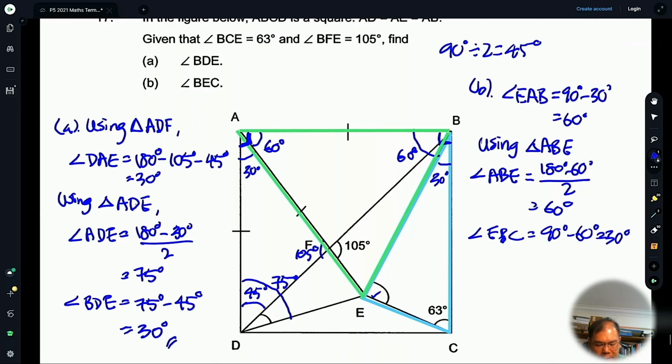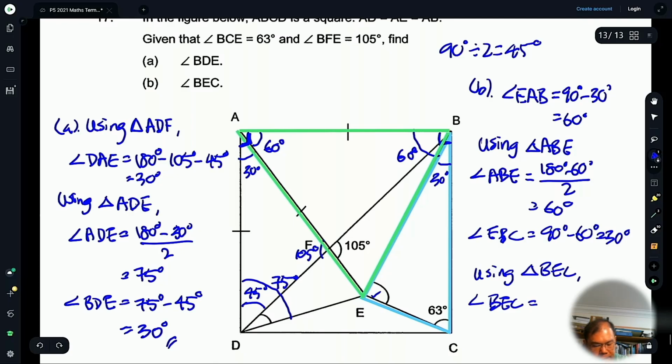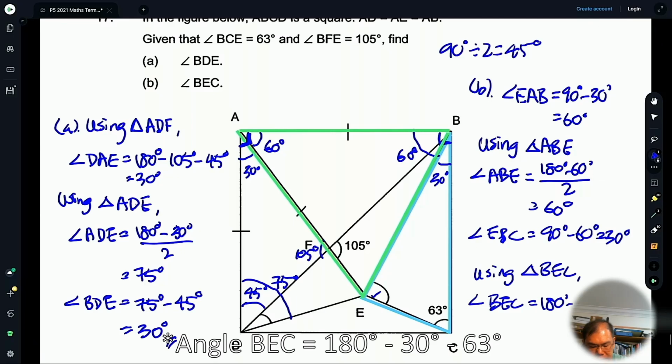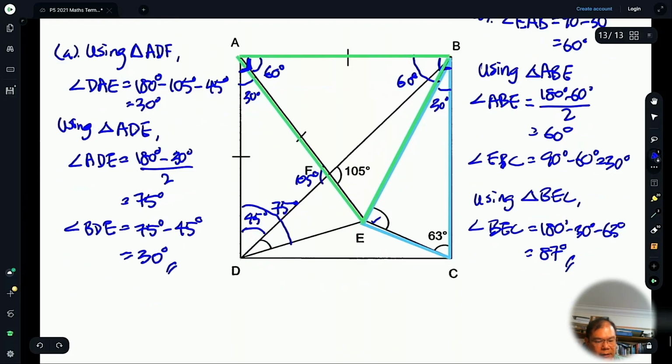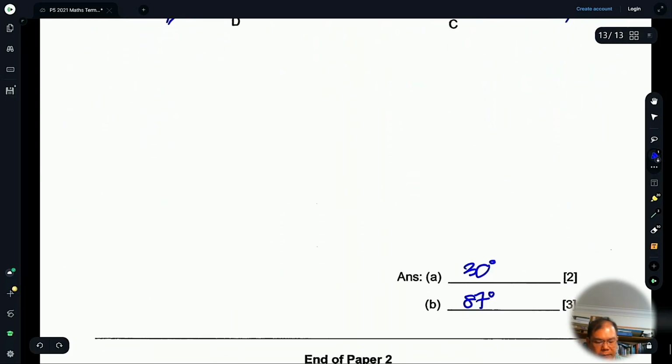So finally, I can make use of triangle BEC to find angle BEC. 180 minus 30 degrees minus 63 degrees, that would be 87 degrees. So I found the two angles that I need. Part A, 30 degrees, part B, 87 degrees.